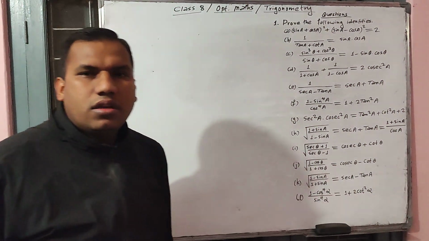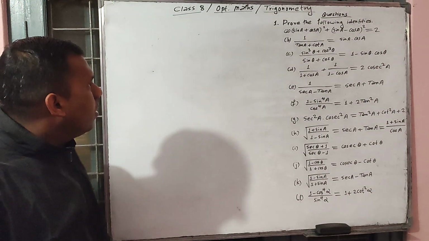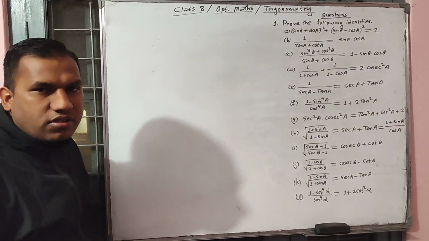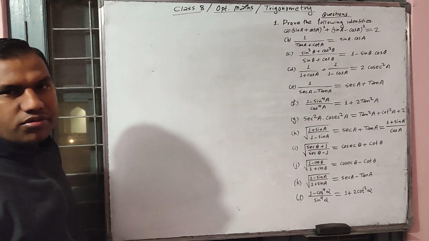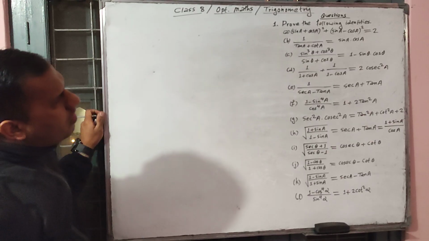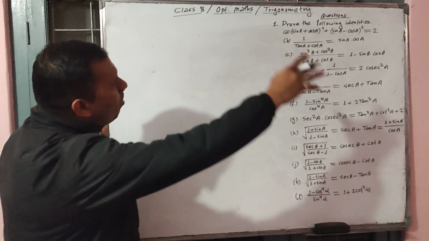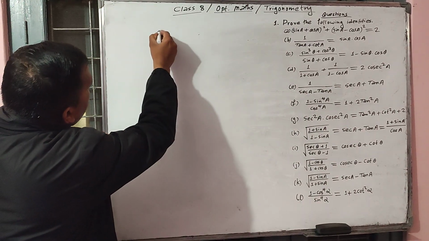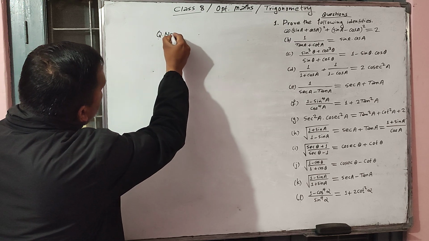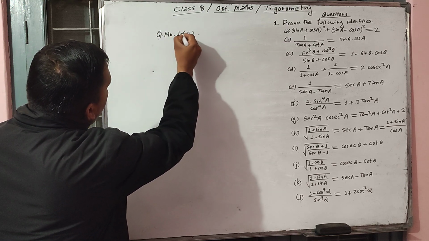Okay, students, good morning. Today we will do some questions from class 8 mathematics. Our topic is trigonometry. Let's start from question 1. Prove the following identities. Now, first of all, question number 1A.